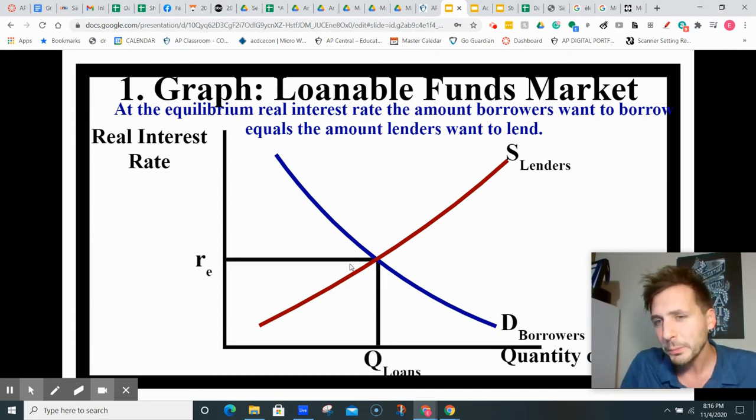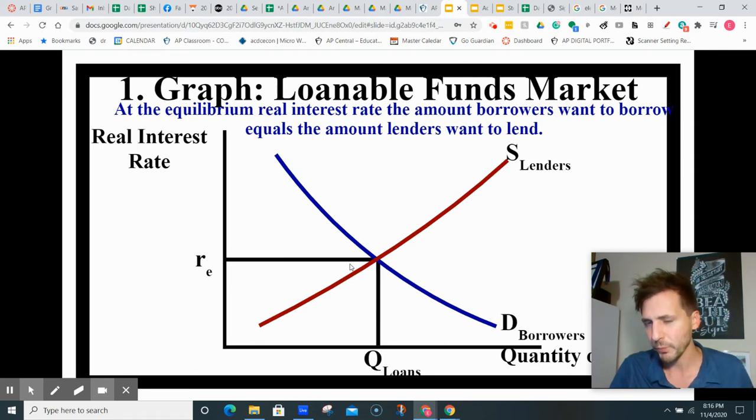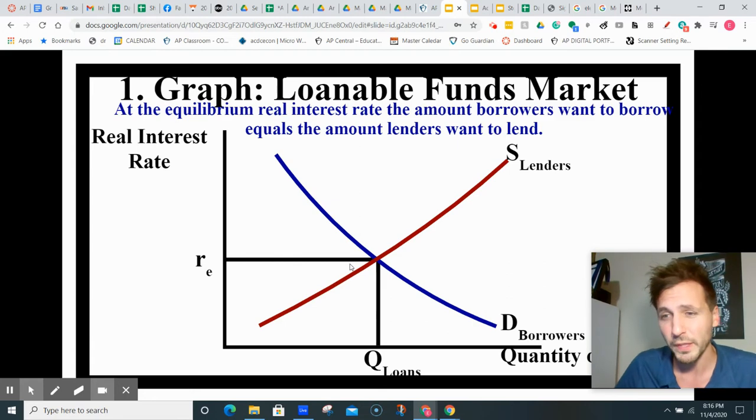We are at the equilibrium where the quantity demanded of loans by the demanders, that inverse relationship with interest rate, right? Where when interest rates are lower, they demand more, and when interest rates are higher, they demand less. And the quantity supplied by lenders has a direct relationship with interest rate, where when interest rates are high, they supply more, and when interest rates are low, they supply less. Where those two things collide at equilibrium is where you get the real interest rate and the quantity of loans.